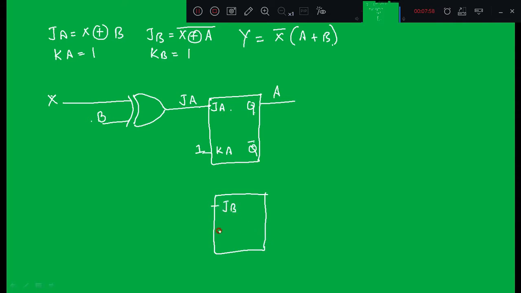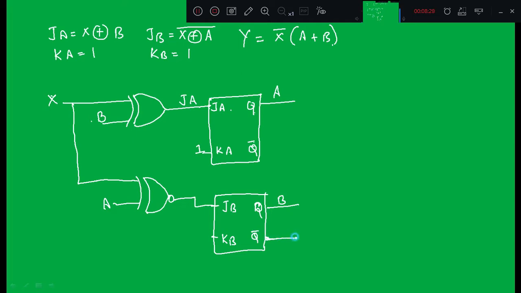Okay, next we need one more flip flop, because 2 flip flops we need. The second inputs are JB and KB. What is JB? According to the Boolean expression, it is X XNOR A. JB is X XNOR A, right? So where is A? A is here, and the output of this second flip flop is Q, which we took as B, and Q bar, leave it as it is, right? Next, this B I can connect to this B.